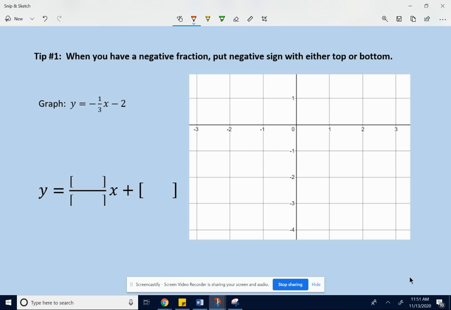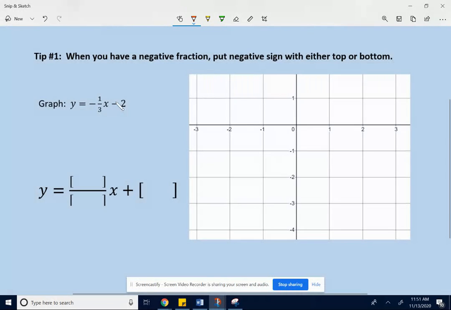Okay, we want to graph y equals negative 1/3 x minus 2. I really want you to get used to putting the numbers in the blanks, at least for a while, so that you know the rise and the run in front of the x, and you know that the y-intercept is after the addition sign.